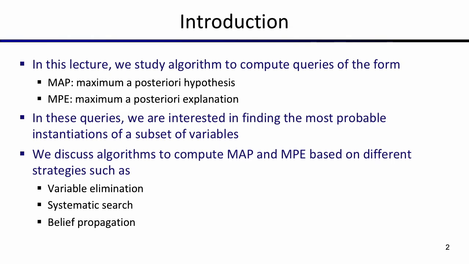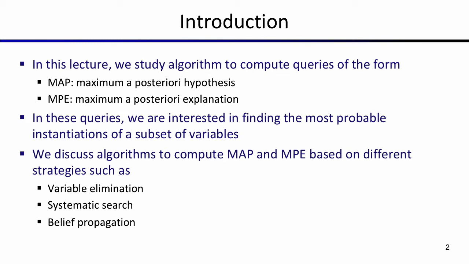So in this lecture, we're going to discuss two classes of queries. The first one is MAP, maximum a posteriori hypothesis, and the second one is the MPE, the most probable explanation. The names are very similar because they're actually very similar types of queries. We can understand the MPE as a special case of MAP.